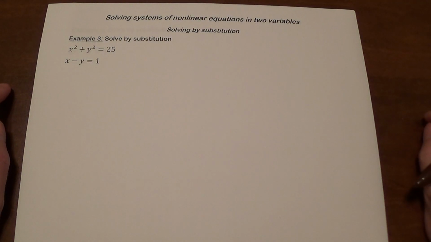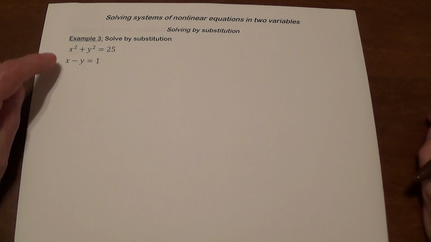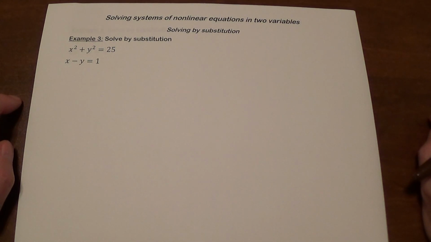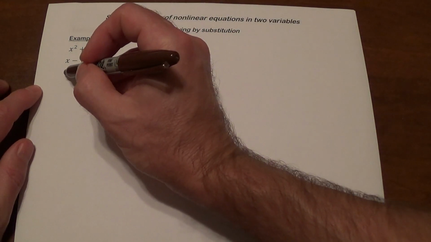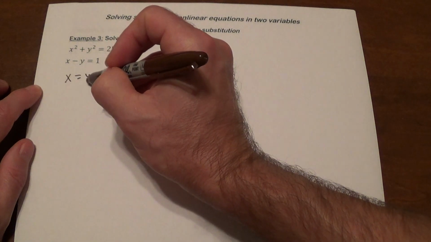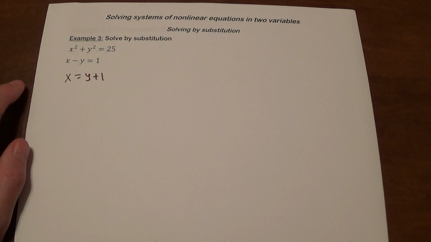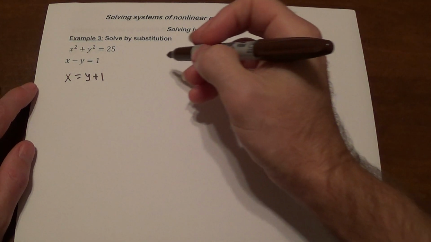Alright, moving on. This example here, we're solving by substitution. In this case, you will have to solve the second equation for either x or y. It doesn't really matter which one. Let me solve this one for x. So x is going to be y plus 1, correct? And then what we do is we make a substitution into the first equation.